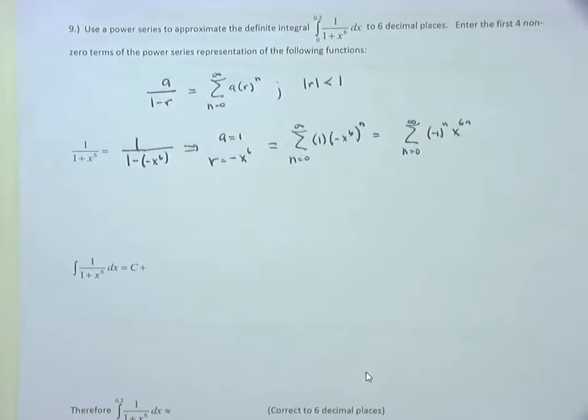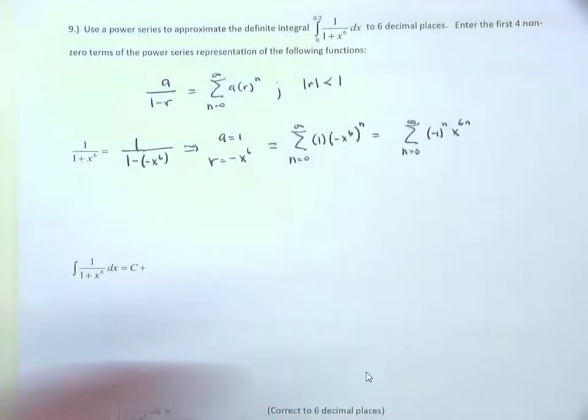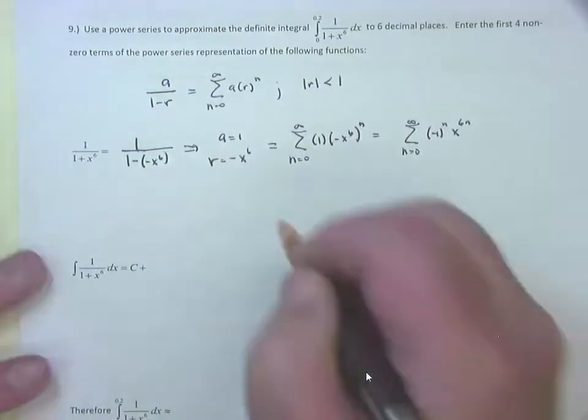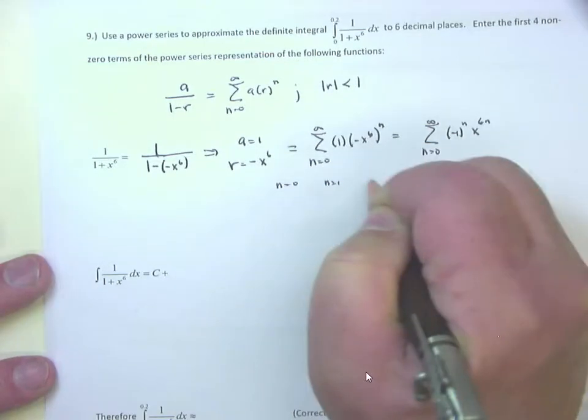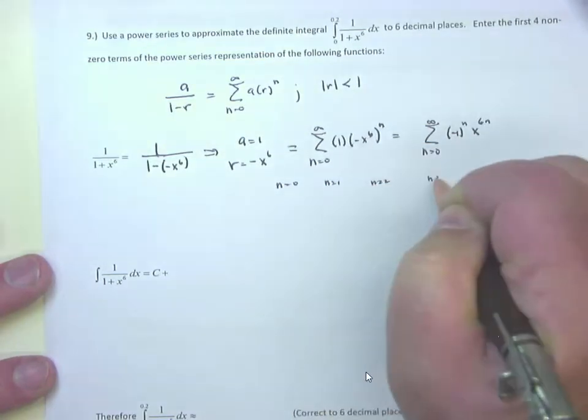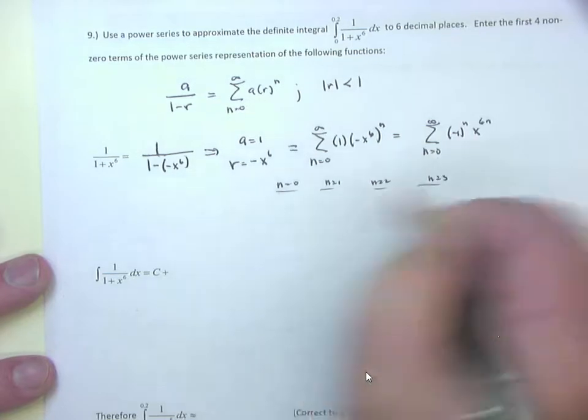But then here comes the classic WebWork as well as final exam and our next test. What we like you guys to do: write out the first 4 non-zero terms. So the first 4 non-zero terms, we're going to start with n equals 0. n equals 0, n equals 1, n equals 2, n equals 3. That should give me 4 terms.